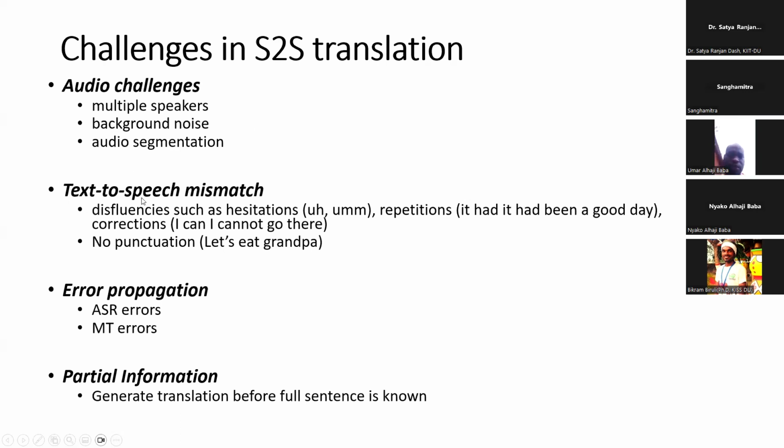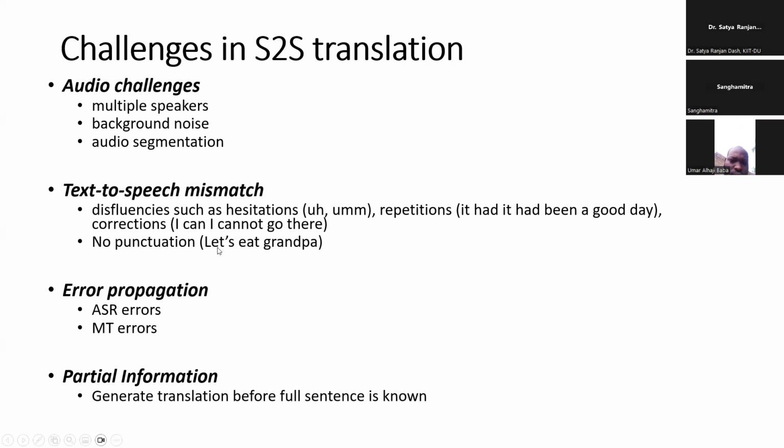For example, speech data may have disfluencies. Whenever I'm speaking spontaneously, there will be certain hesitations. Then there might be repetitions. For example, "it had, it had been a good day." I'm repeating "it had," right? Or sometimes there might be corrections. I'm saying something and then I correct myself and say something else. Obviously this would lead to text-to-speech mismatch. Again, text data may be devoid of punctuation, which would again lead to mismatch with the speech data. So this is a big challenge for S2ST designers.